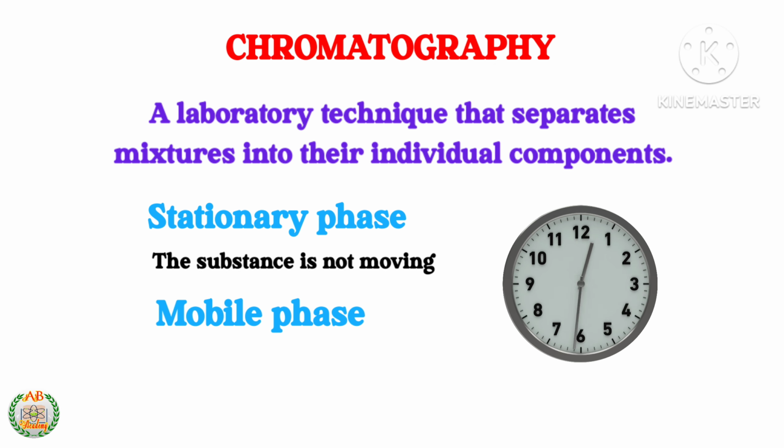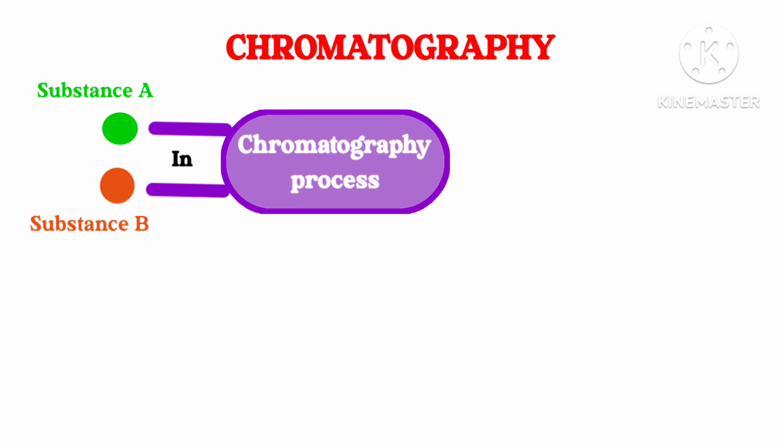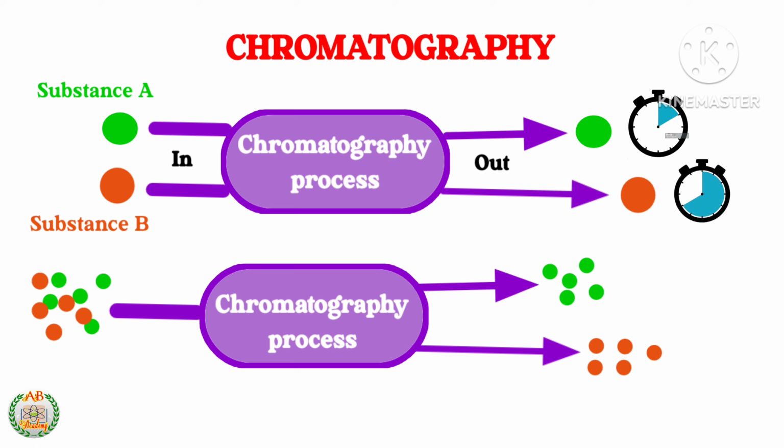Stationary phase refers to the time spent by a substance when it is not moving during chromatography, and the mobile phase refers to the time spent by a substance while it is moving, usually in a solvent. Different substances in a mixture spend different amounts of time in each phase, meaning if they all start the chromatography process at the same time, they will finish at different times. This allows a mixture to be separated based on how much time each substance spends in each phase.